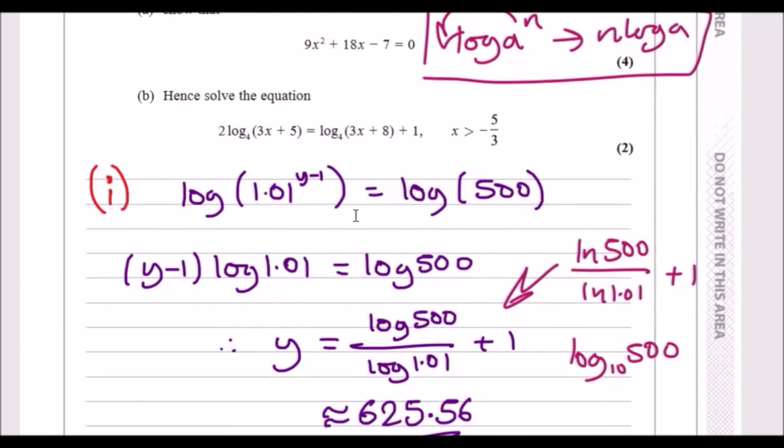So looking at the solution, with y minus 1, you could just essentially drop it in front of the log, so it'll be y minus 1 times log 1.01, and log 500 is the same, and then just rearrange to make y the subject. So what I did, I just divided by log 1.01 across, and then added 1, and I got something like this.